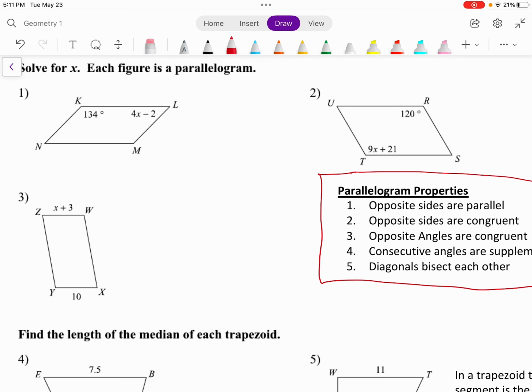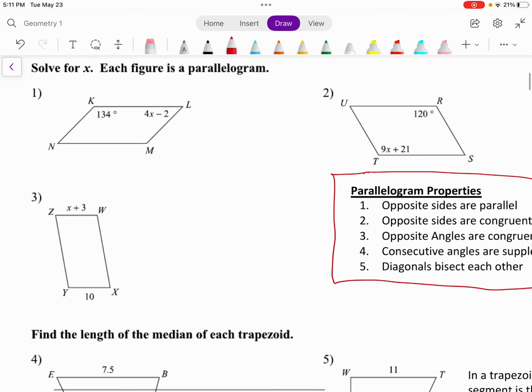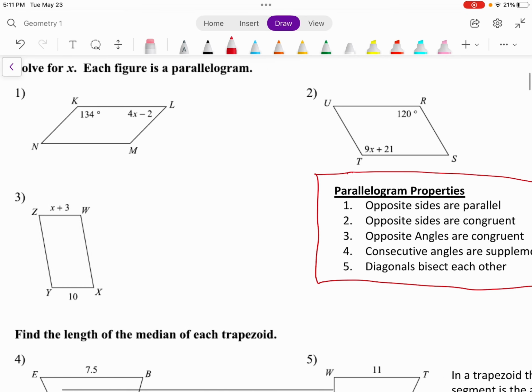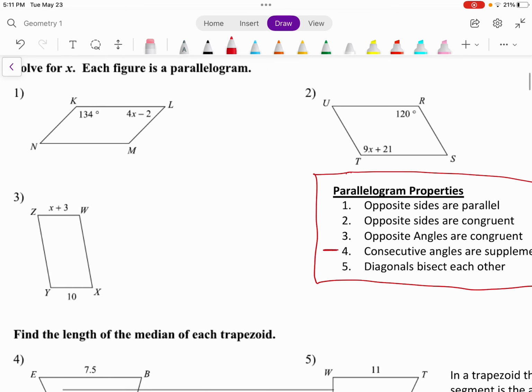So 1 through 3, it says solve for x. Each figure is a parallelogram. Well, in this first one, these two angles are consecutive angles. So we see down here that consecutive angles are supplementary, which means they add up to 180 degrees. So we can just write a little equation, 134 plus 4x minus 2 equals 180. And we can go ahead and solve.